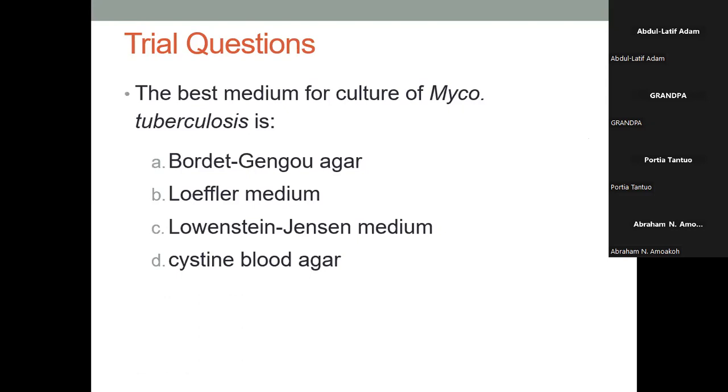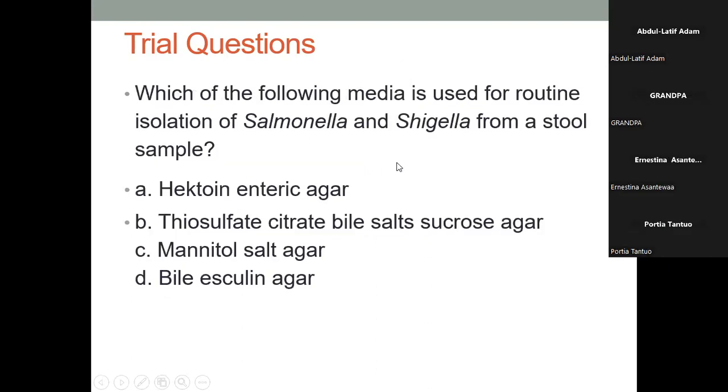The best medium for Mycobacterium tuberculosis is what? The best medium for culture of Mycobacterium tuberculosis. This one is a bonus. Is it the L medium? Is it C? Yes, C. Okay, so this one, no problem. Then, which of the following media is used for routine isolation of Salmonella and Shigella from stool sample? Hey, this one there, you did not even look at it. So that's good. So I'm happy about it. So please follow the discussion. Good.